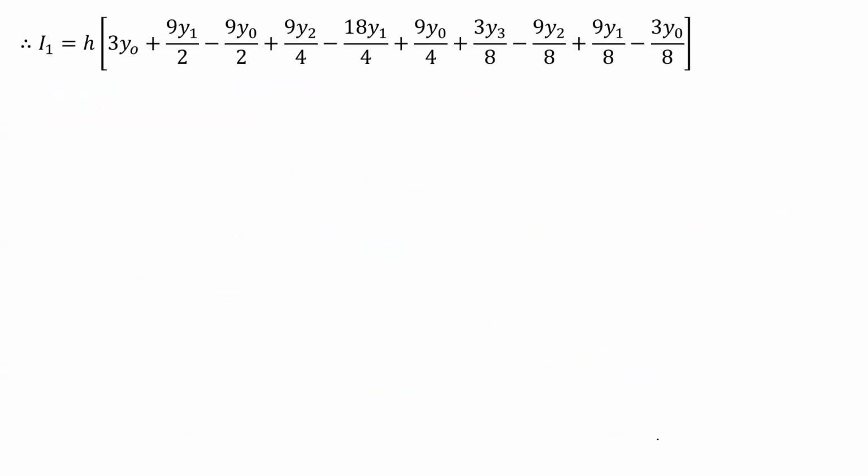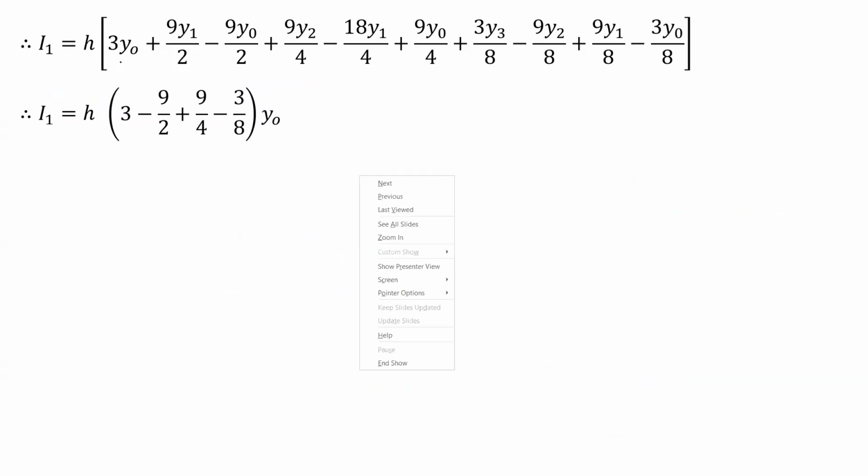So we have seen these values. Now we will take the value of y0 common. So we have four values of y0; in each term we have y0. So 3 y0, minus 9 by 2 y0, then 9 by 4, and then minus 3 by 8. If we solve this, the denominator we have is 8. So we have first value 24, 8 3s are 24, minus second value 9 2s are 18.